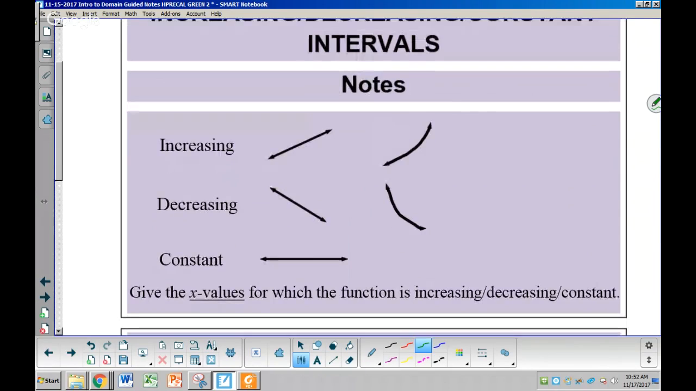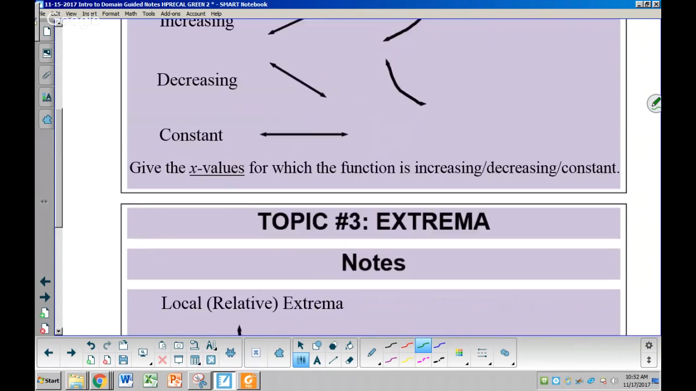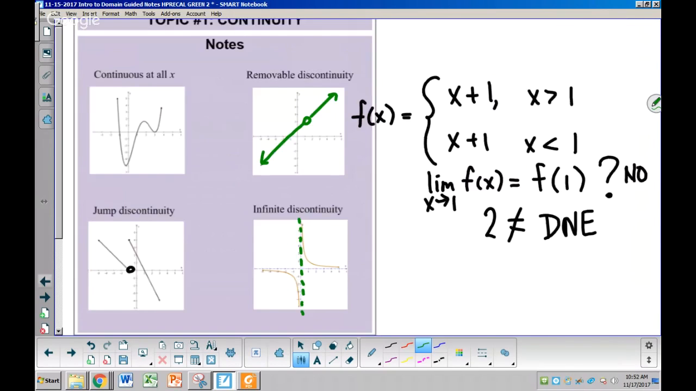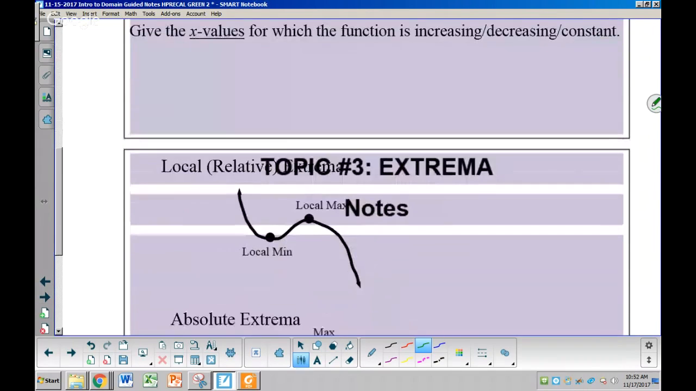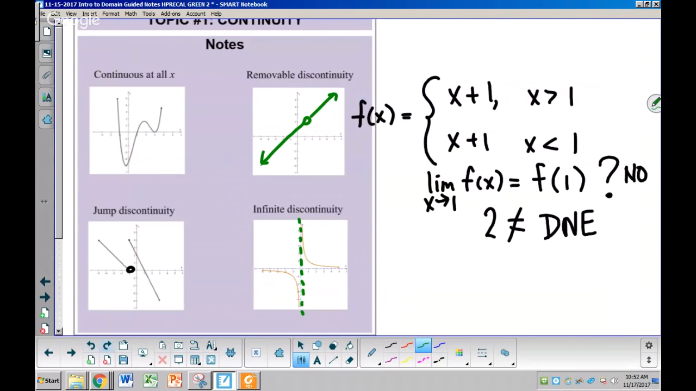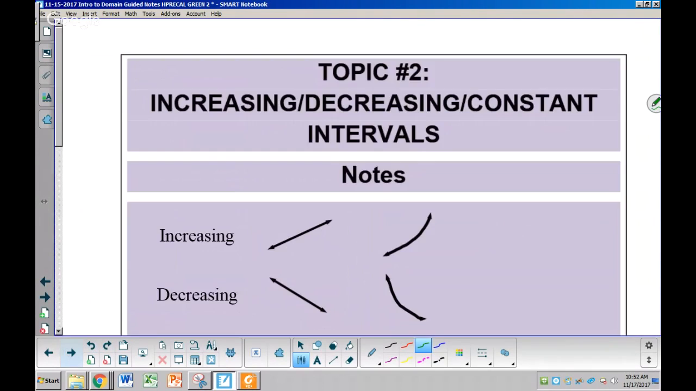Moving right along. Function is increasing from left to right. Increasing from left to right means your y values are going higher. Decreasing from left to right, your y values are going lower. If you are constant, you are not changing your y value. Everybody got that? Nothing new. Oops. Did I mess it up totally? Yes, I did.